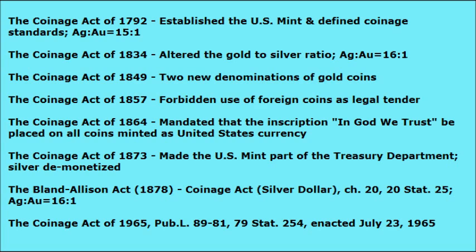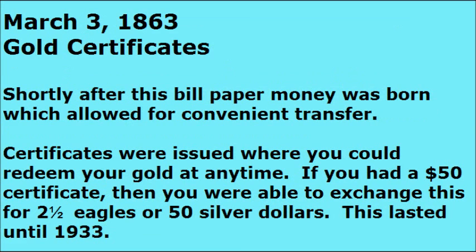In 1834, that essentially changed the price of gold to 20.67, and this was on June the 28th of that year. And on March the 3rd, 1863, gold certificates, and shortly after this bill, paper money was born in the United States, which allowed for convenient transfer. Certificates were issued where you could redeem your gold at any time.